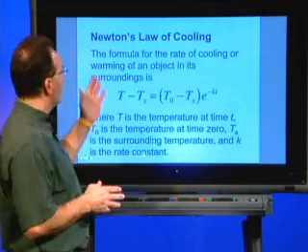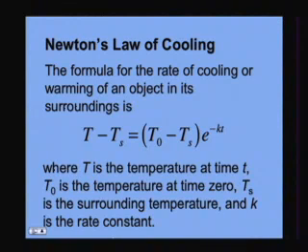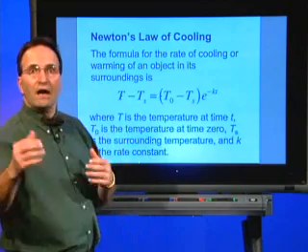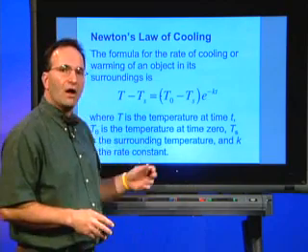Newton's law of cooling, the formula for the rate of cooling or warming of an object in its surroundings, is T minus T sub s equals the quantity T naught minus T sub s times e to the minus kt, where T is the temperature at time t, T naught is the temperature at time 0, T sub s is the surrounding temperature, and k is the rate constant. Let's try an example of where we can apply Newton's law of cooling.